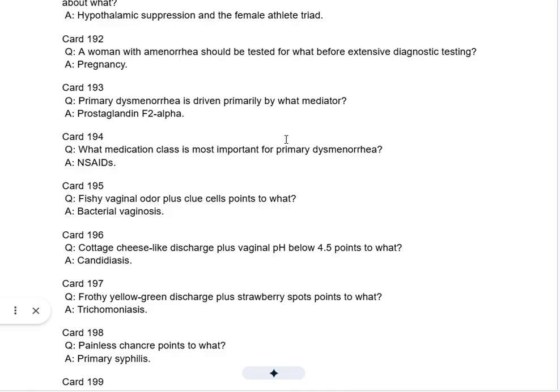Card 193Q. Primary dysmenorrhea is driven primarily by what mediator? A. Prostaglandin F2 alpha. Card 194Q. What medication class is most important for primary dysmenorrhea? A. NSAIDs. Card 195Q. Fishy vaginal odor plus clue cells points to what? A. Bacterial vaginosis.